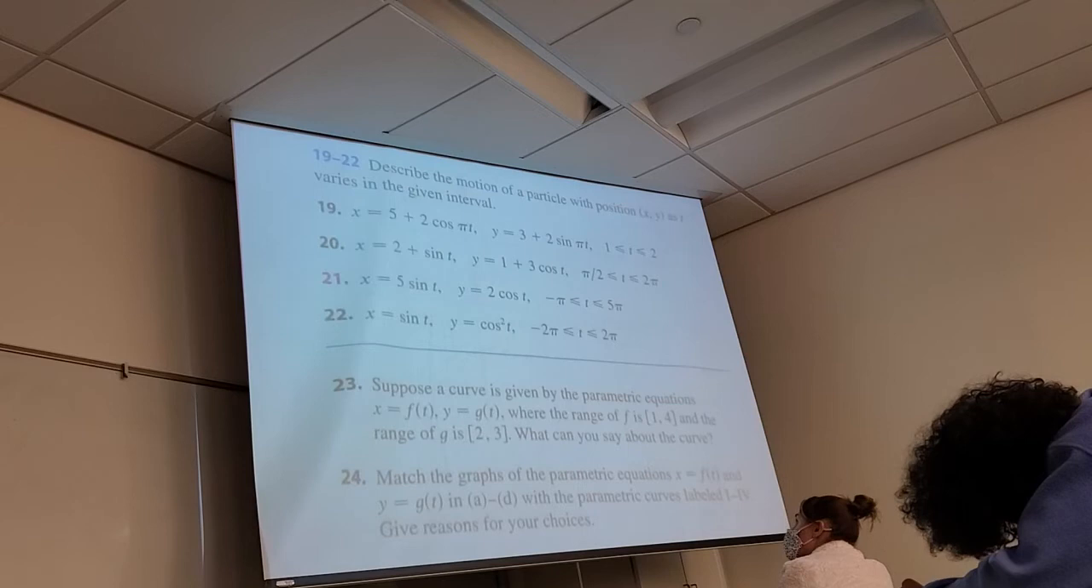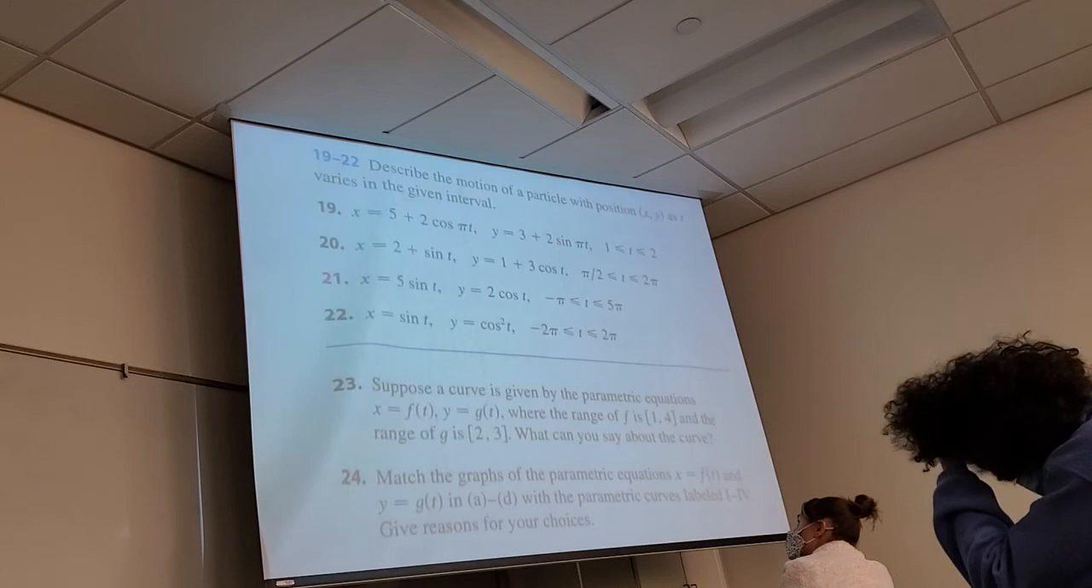Could you do 22? This says describe the motion of a particle with position x, y as t varies. Okay, so you can graph these. That's probably a really good idea. Just do a quick sketch of these. They give you a very truncated interval for t.